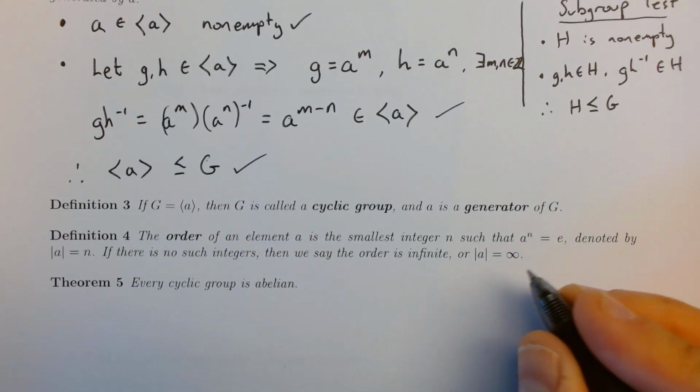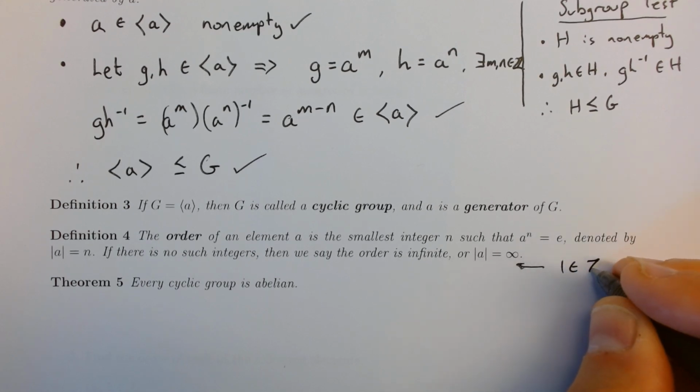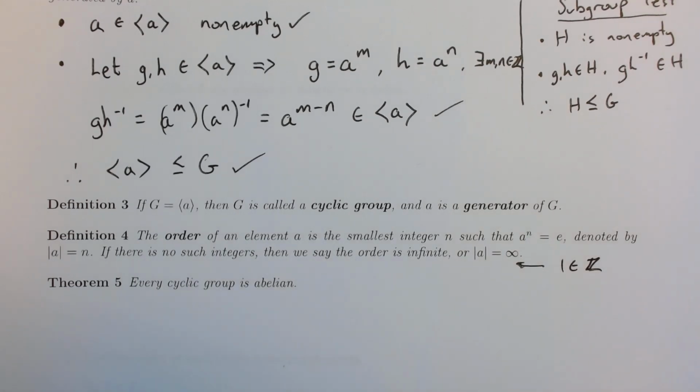Like for example, 1 in the integers, actually really any nonzero element in the integers, has infinite order because however many times you add 1 to itself, you're never going to get back to 0, which is the identity there.